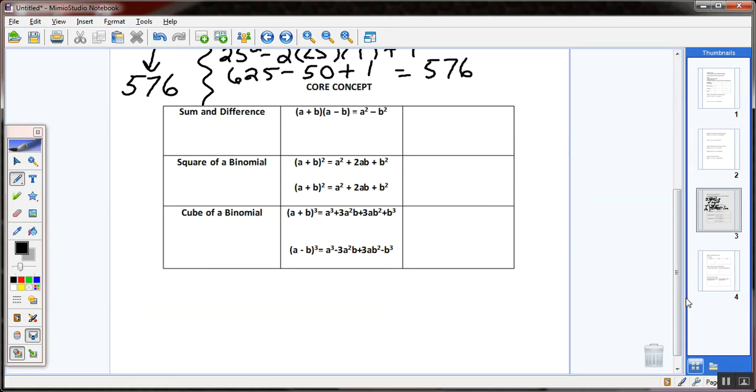I screwed one of these up. I really messed this second one up. I want you to change this right here. Okay, I messed this up big time. This here should be just like we just did.